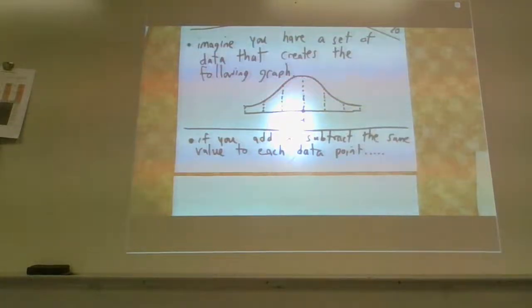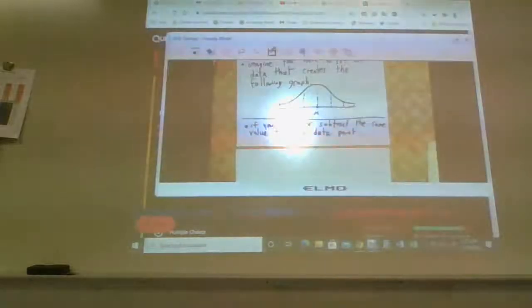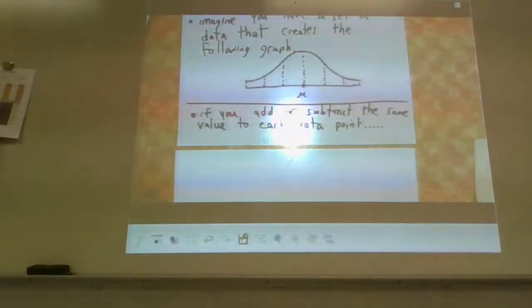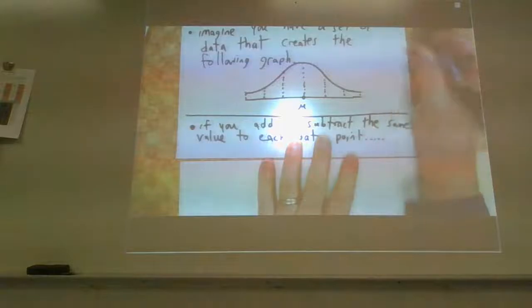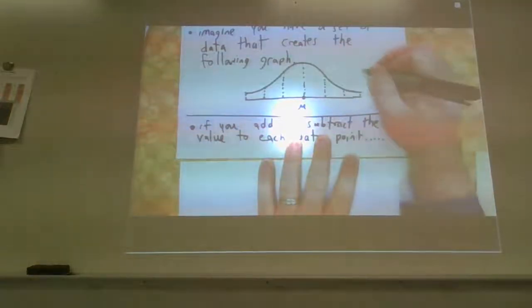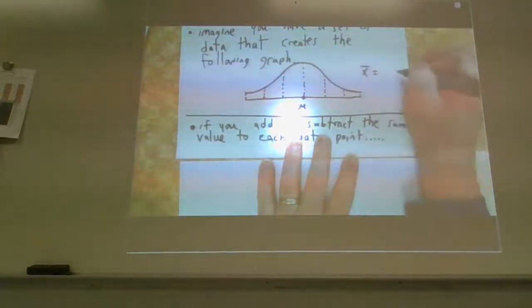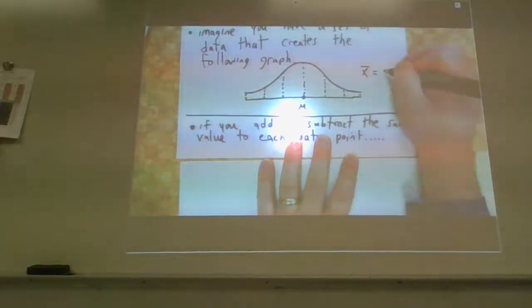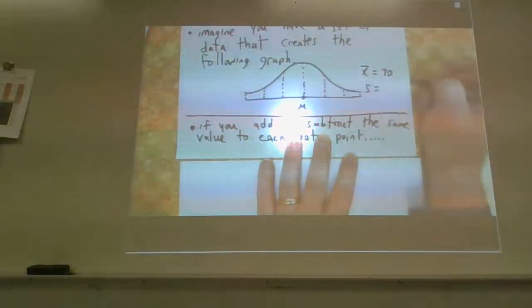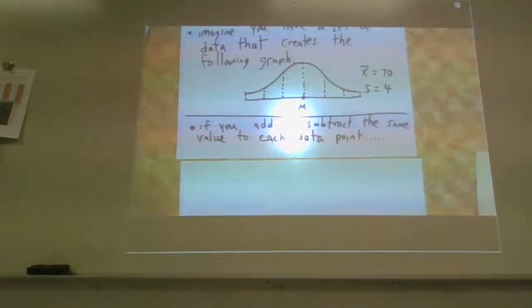If you are adding or subtracting the same value to every single data point, what is going to happen to the mean and standard deviation? The mean is a certain number. I don't know what this mean would be, so I'm completely making this number up. Let's just say that x bar is 70, and let's say s is 4. Again, completely making that up.